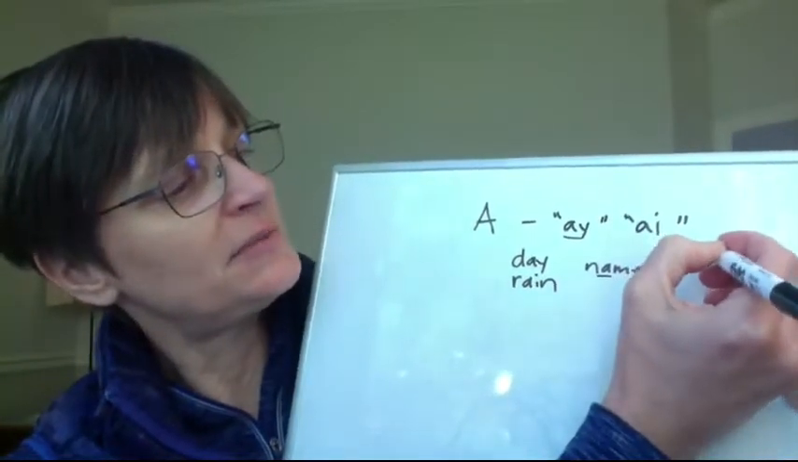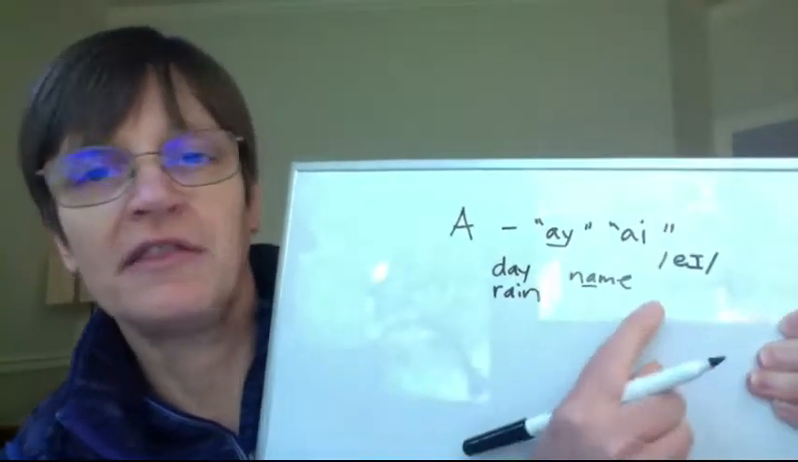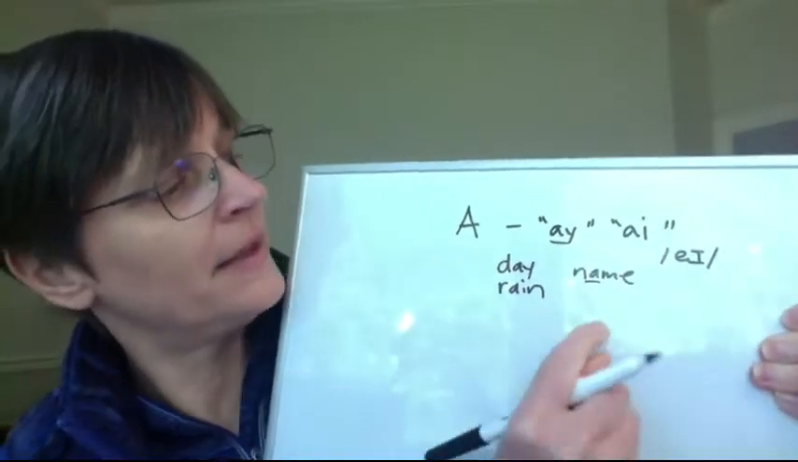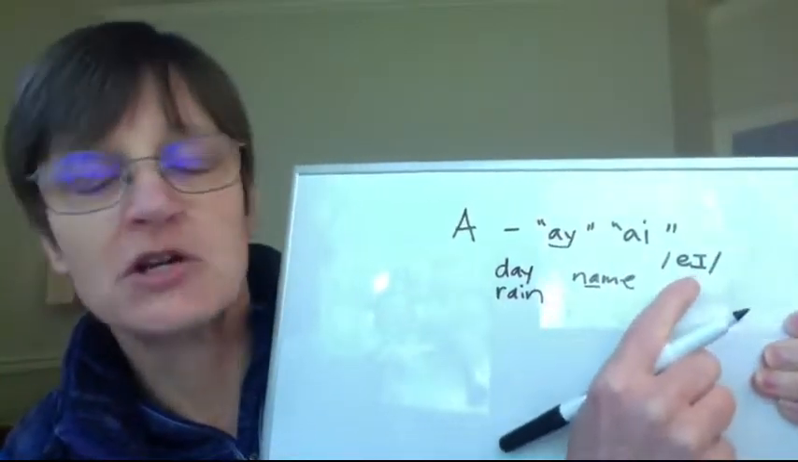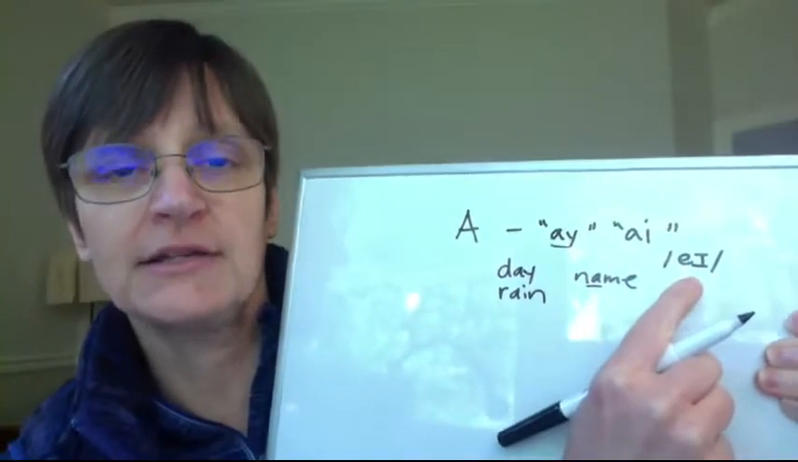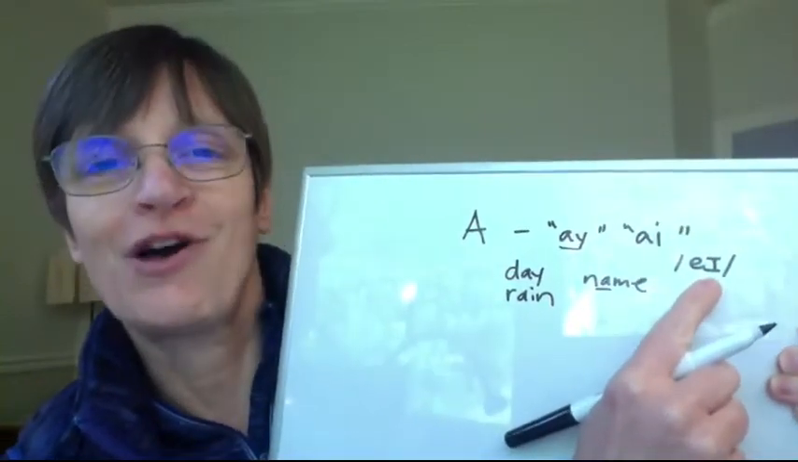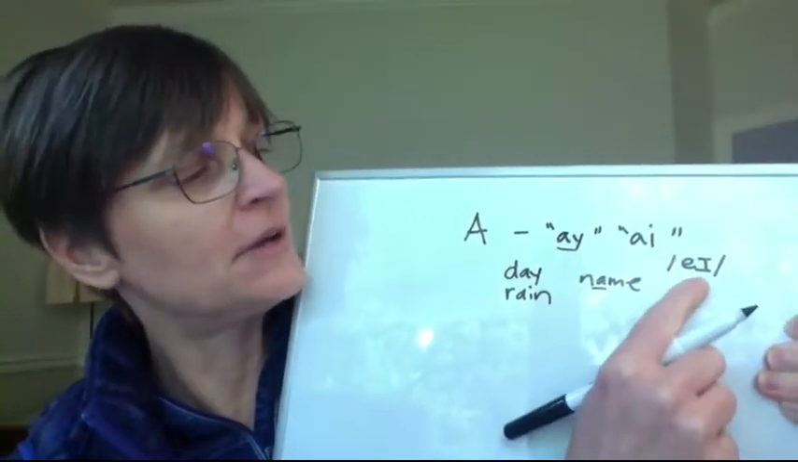In the IPA symbols in American English, we write that vowel like this, A. And you can find out more information about A on my vowels playlist. I have some videos telling you about common error patterns for this vowel.